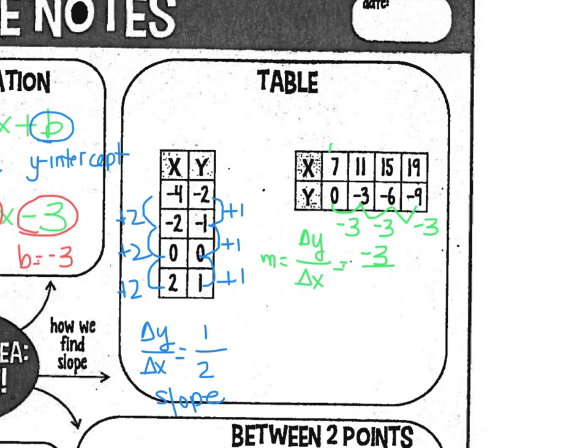For my x's, to go from 7 to 11, I added 4. To go from 11 to 15, I added 4. To go from 15 to 19, exactly, I added 4. So here, my slope was -3/4. Remember, always leave it as a fraction.